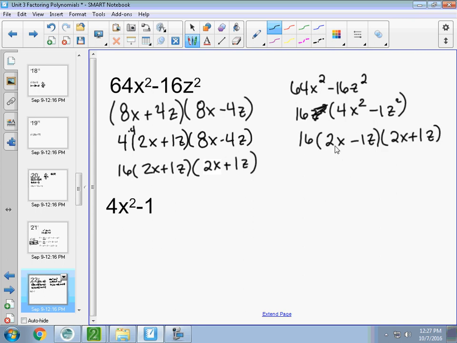This one was fewer steps if I take out the greatest common factor first, but if I don't recognize the greatest common factor right away, then I can always take it out later.